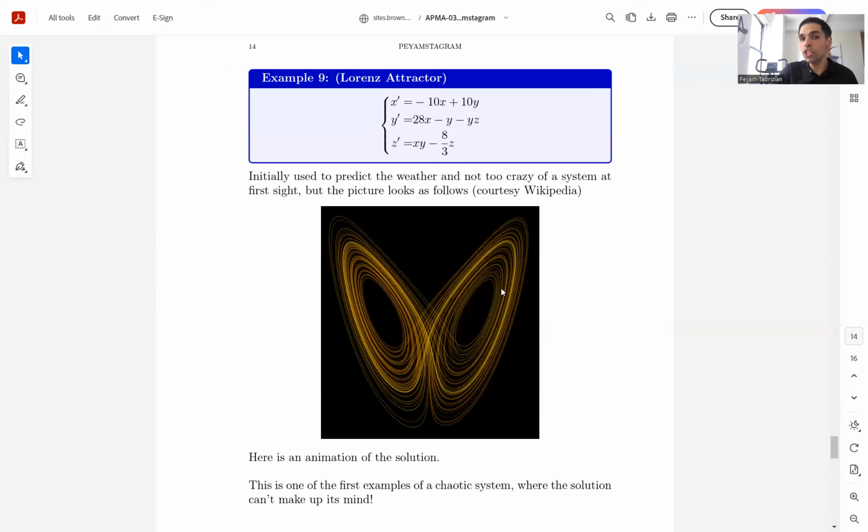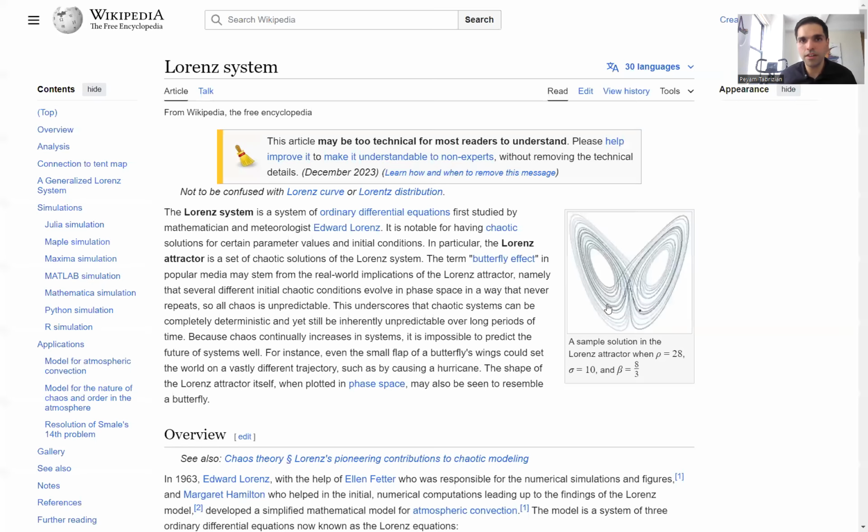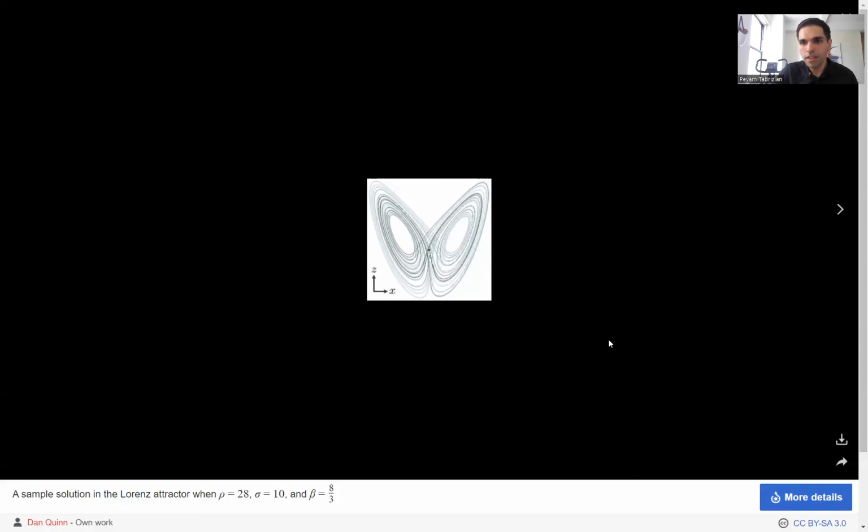Because the solution looks like a horseshoe like that. And what's crazy about this is the solution can never make up its mind. Because here's a nice animation of it. You see, so the solution is a marble that just spins back and forth between those two curves. And because it can never make up its mind like that, that's what we call a chaotic system.